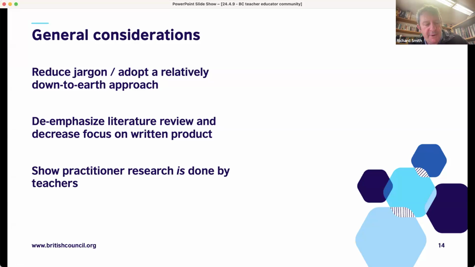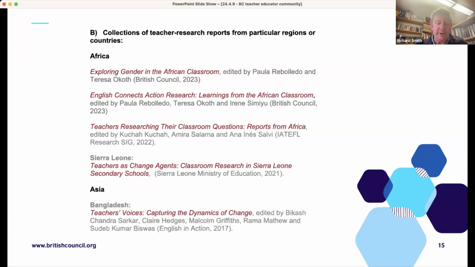You can show that practitioner research is done by teachers. Some people have written and said, oh, well, it's all very good in theory, but teachers don't actually do practitioner research unless they have to do it for a degree. Well, I think we've shown through our work over the last 10 years that that is not true. Many teachers are doing practitioner research and are finding it valuable. And now we have many examples that we can share to show how teachers can do teacher research.